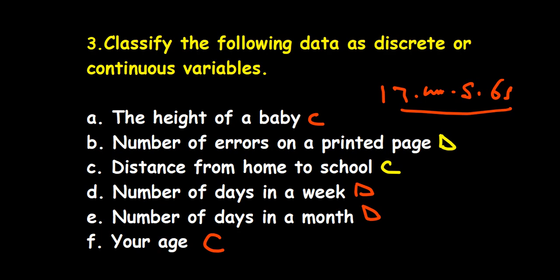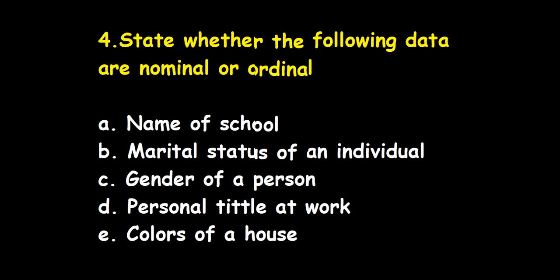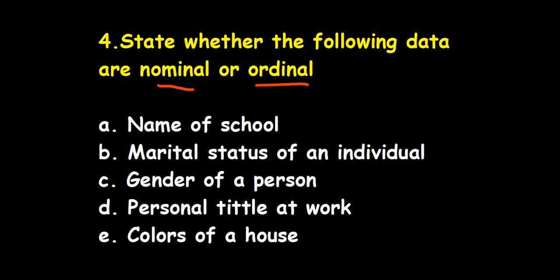All right, so we go to question 4 now. Question 4 is on the nominal and the ordinal. They are saying state whether the following data are nominal or ordinal. We said nominal has no order. It doesn't have any order, it's just used to categorize. And ordinal shows order. So there is a hierarchy there that we consider. If you mention something, it will be at a certain level in the hierarchy.